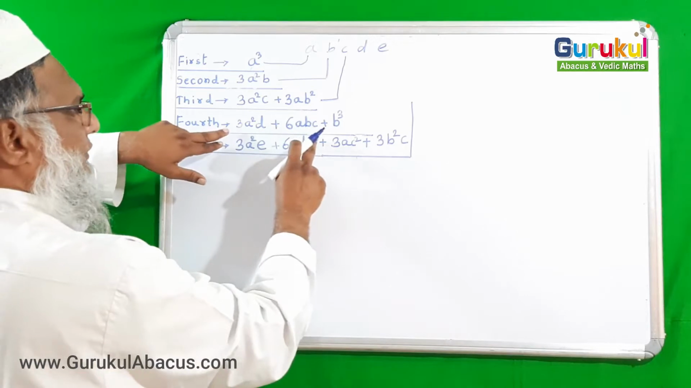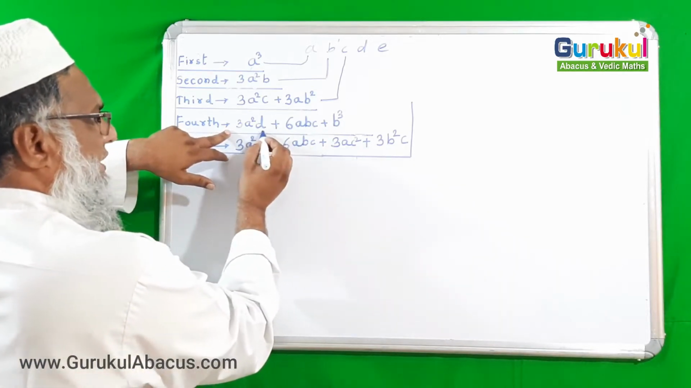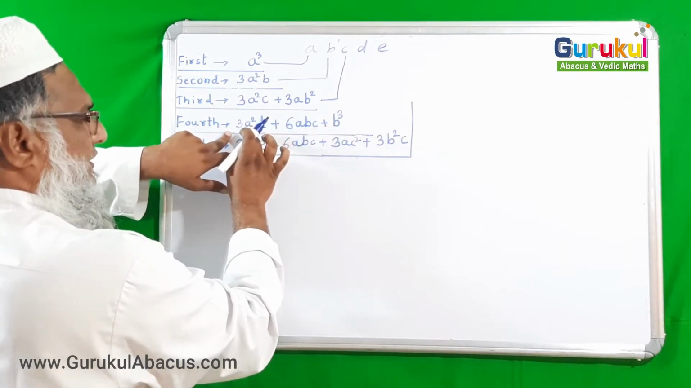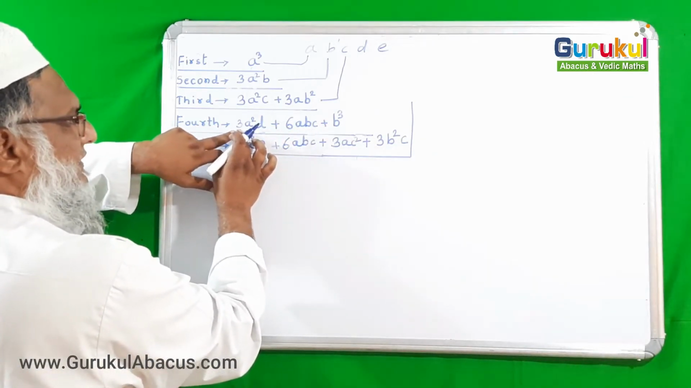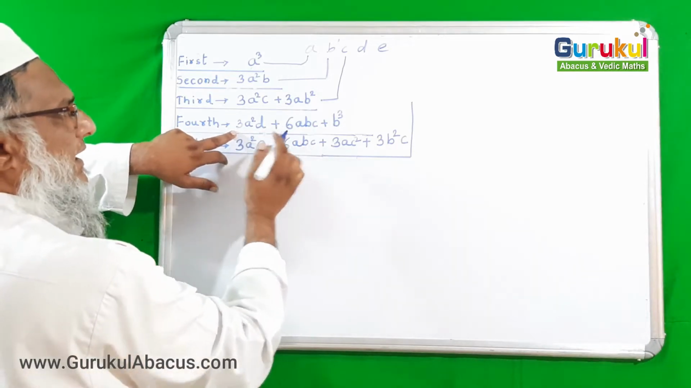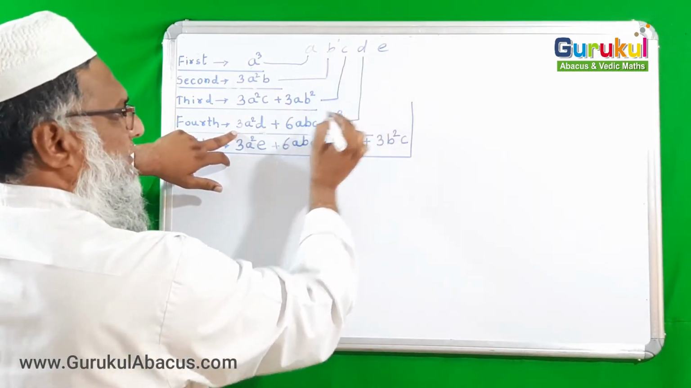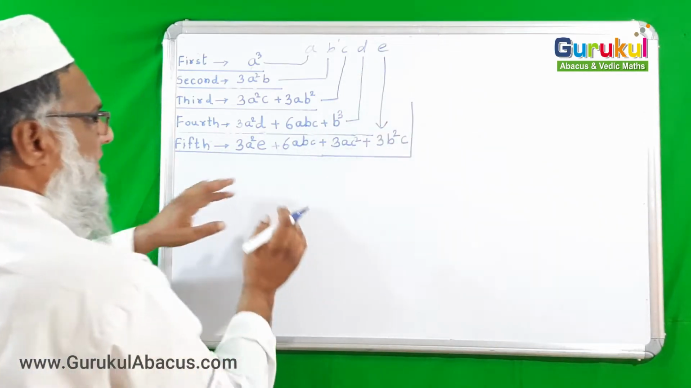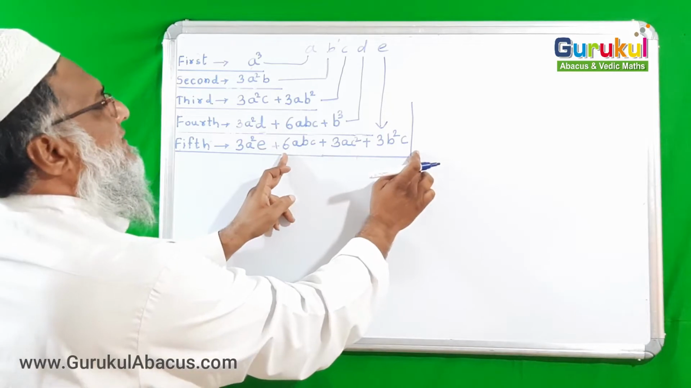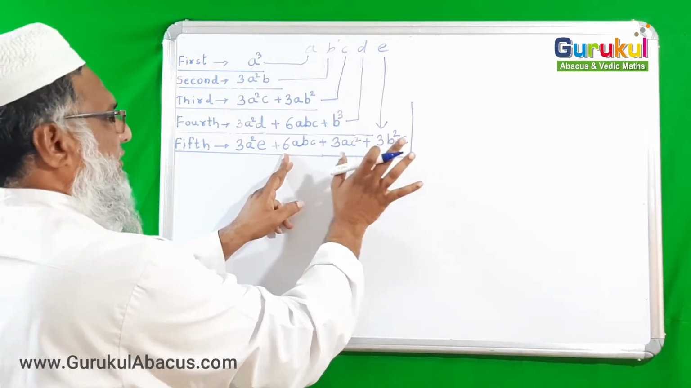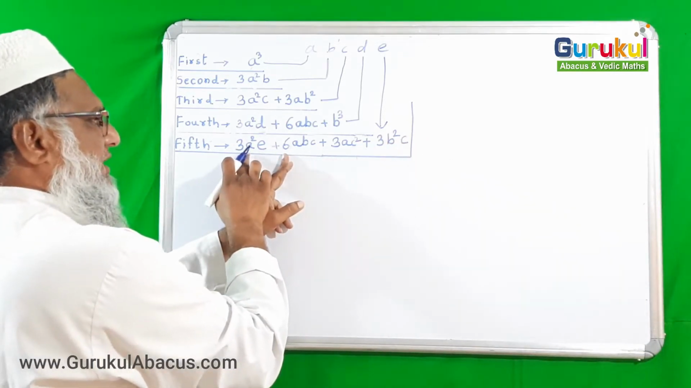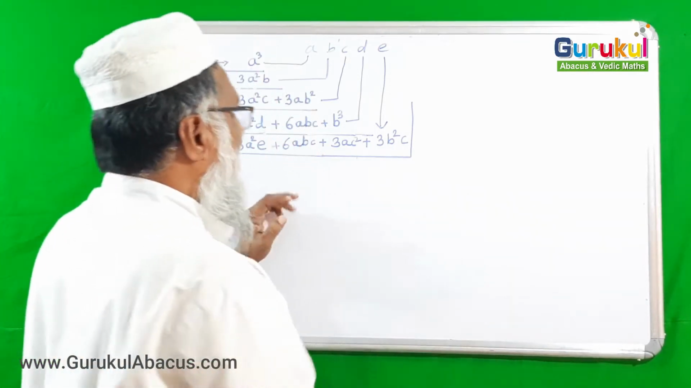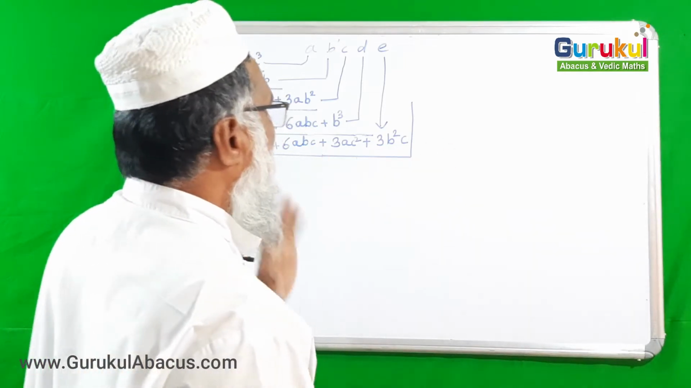Now the fourth term is related to d. If we subtract this portion and then divide the remaining by 3a square, we will get the value of d. Finally, this fifth term is related to e. In that way, if we subtract up to this and divide what has remained by 3a square, then we will get the value of e. In that way we can find the values of a, b, c, d, e in the example.